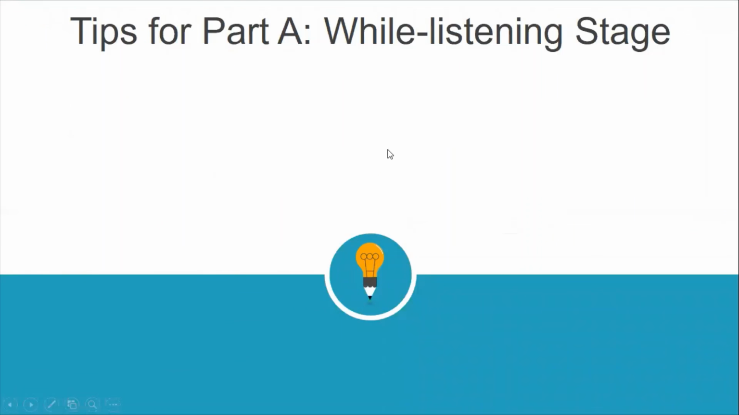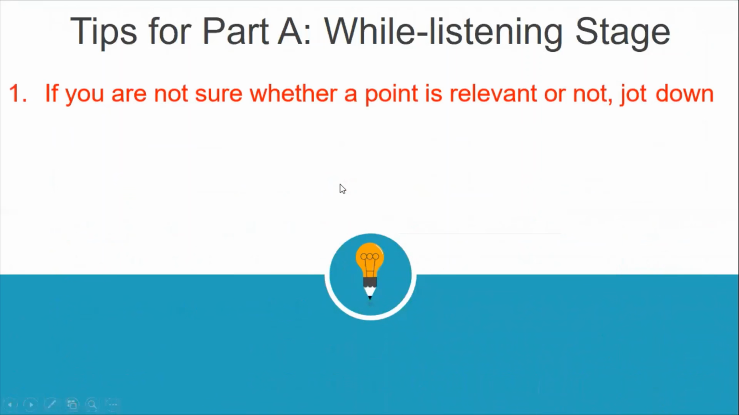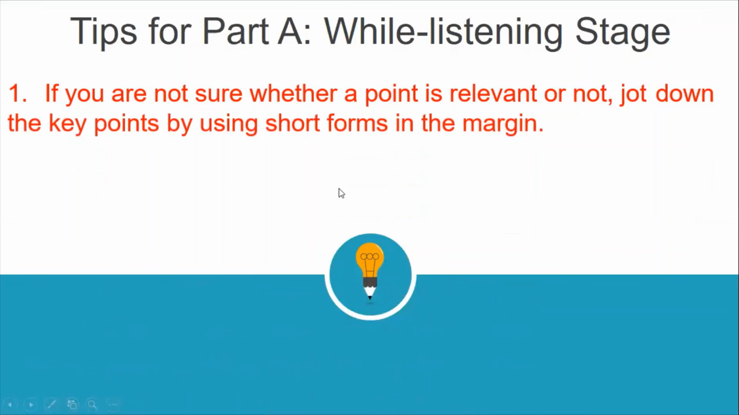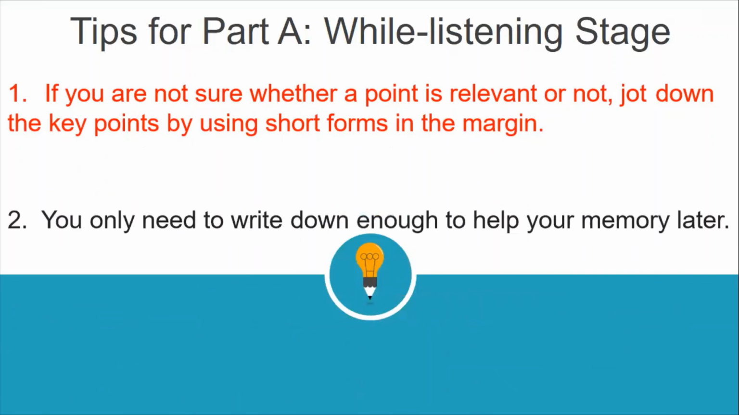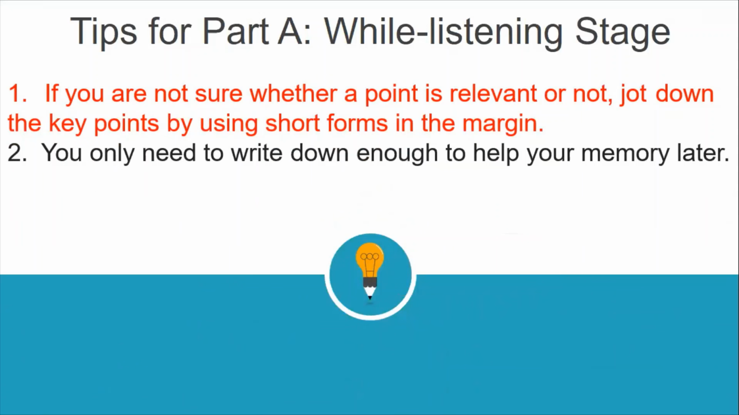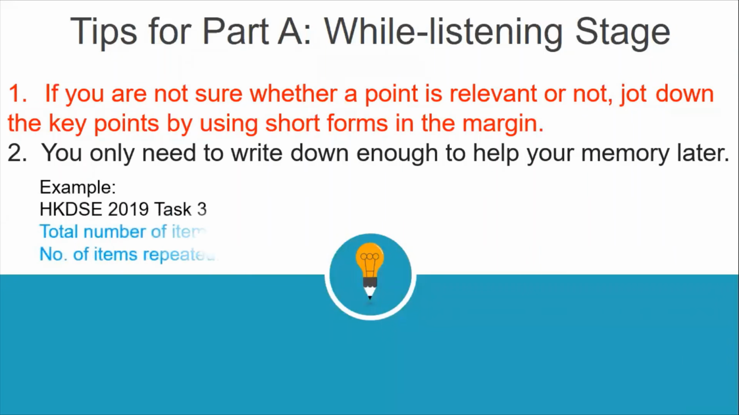Next, I'm going to give you some tips in the while listening stage. As you listen, if you are not sure whether a point is relevant or not, jot down the key points by using the short forms in the margin. You only need to write down enough to help your memory later. This is an important trick because in task 3, a lot of items were not repeated for you. For example, in 2019, there were a total of 13 items in task 3. However, only 4 of them were repeated for you.